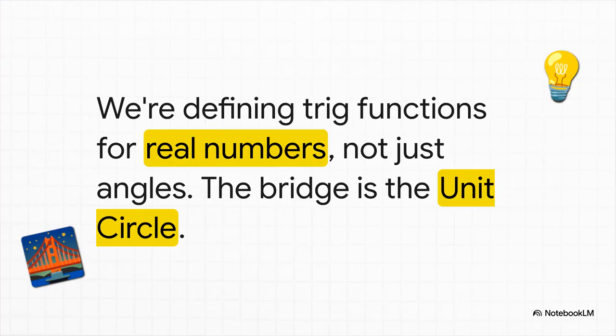So here it is, the big idea, the secret sauce. We're going to take any real number, let's just call it t, and we're going to imagine it as a distance we travel along the edge of a perfect circle that has a radius of 1. We call that the unit circle. This simple idea is the bridge that connects the abstract world of numbers to a geometric shape. And trust me, it unlocks everything.